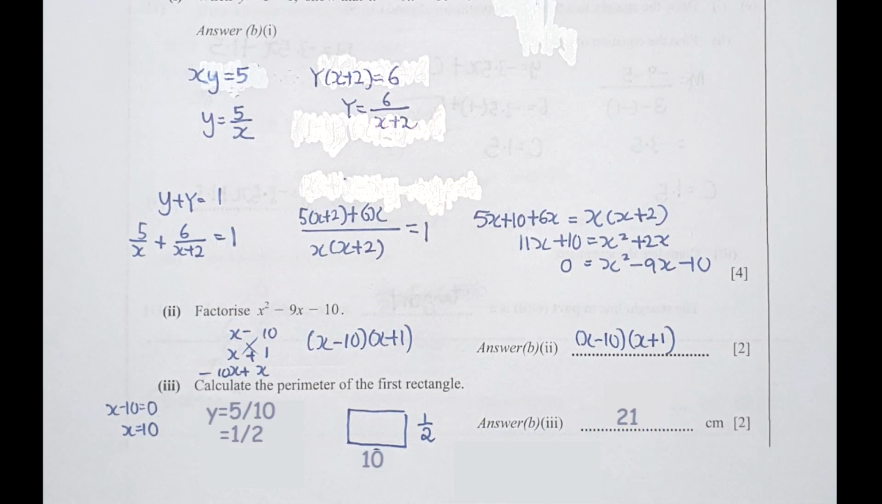After I factorize it, I will get 2 brackets, which goes by x minus 10, x plus 1. And for you to calculate the perimeter, you are required to take when your x equals to 10 centimeters. So for you to calculate the first triangle, simply take 5 divided by 10, you will get 1 over 2. So the perimeter will be 10 plus 10 plus half, which is 21.